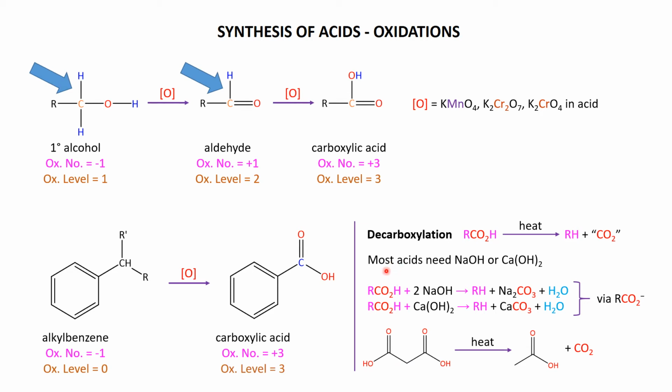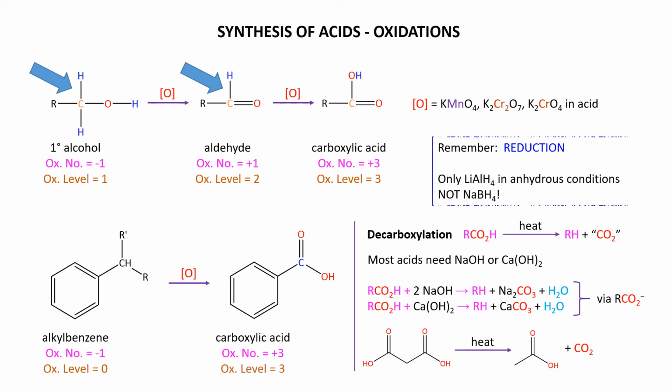And then the other one, just to squeeze in on this slide, is that one of the reactions of acids is, of course, reduction. We've talked about that before. You can often use sodium borohydride in aqueous conditions to do reductions. You can't do that with carboxylic acids. If you want to reduce a carboxylic acid, as we've talked about in the previous module, you have to use lithium aluminium hydride, and you have to do it in anhydrous conditions.